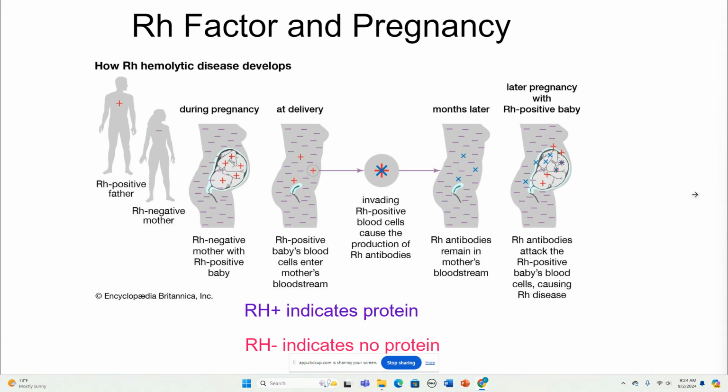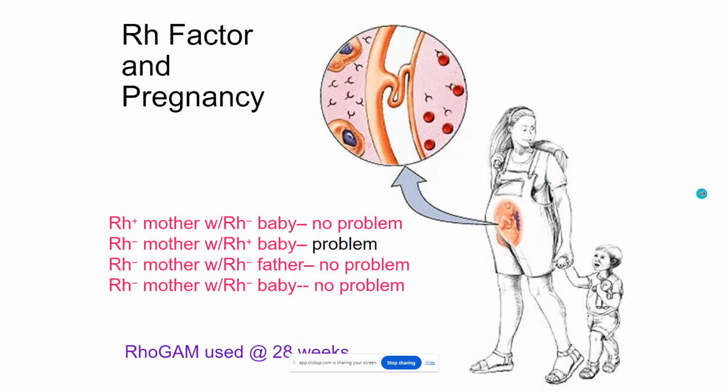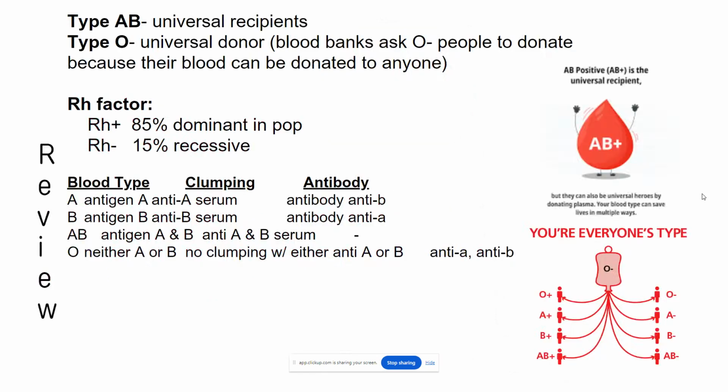So how can we prevent this? Well, we can prevent this by using RhoGAM, an immunoglobulin against Rh that is given at about 28 weeks during the woman's first pregnancy and a little bit before birth. This prevents the sensitization step and the formation of the Rh antibodies. And this would have to be done for every pregnancy where the woman who is Rh negative has a baby that is Rh positive.